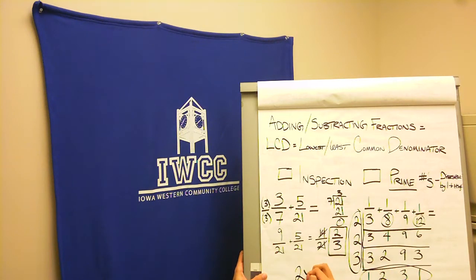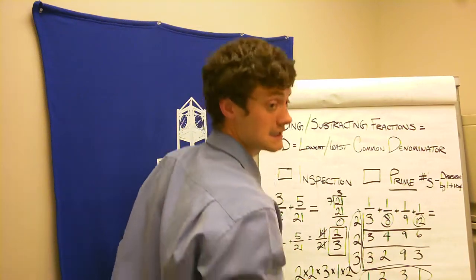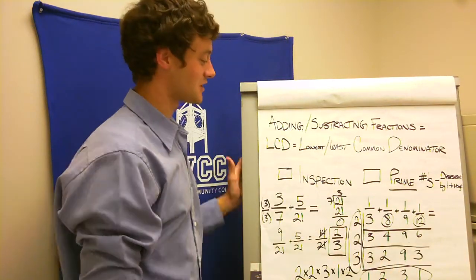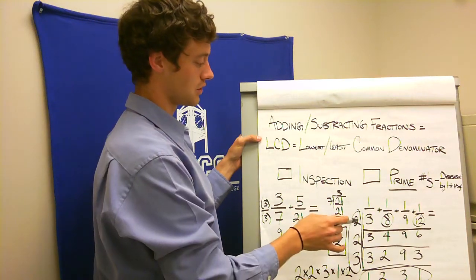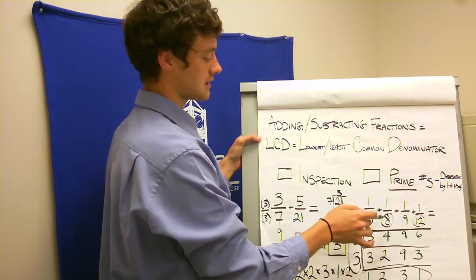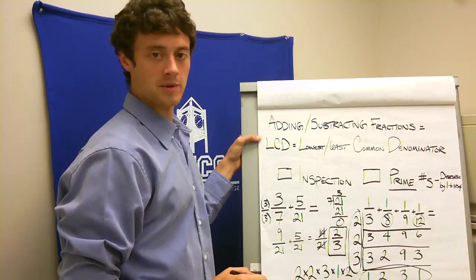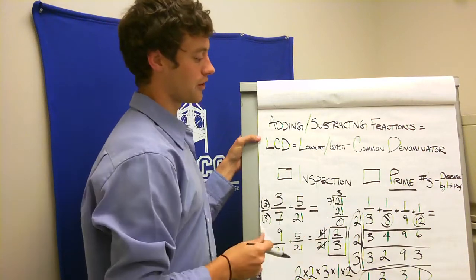So 2 times 2 times 3 times 1 times 2 times 3 times 1 equals 72. Okay, am I done? Almost. So now I know that my lowest common denominator is 72. So now I have to put these all to the same denominator.